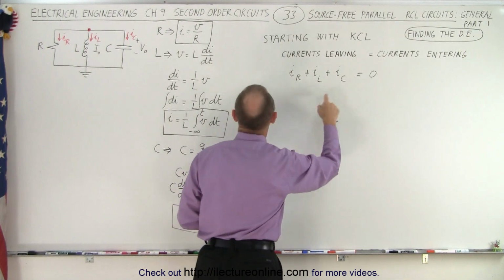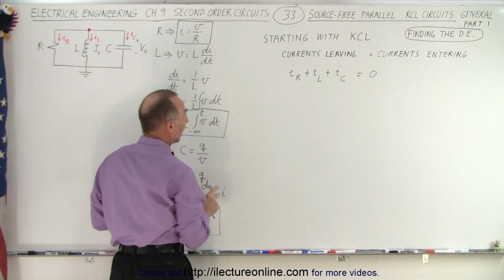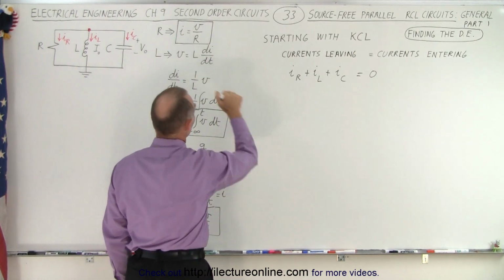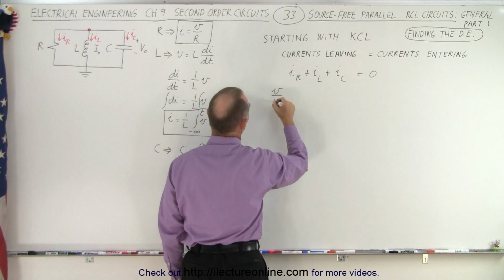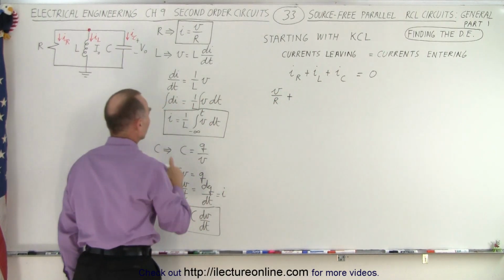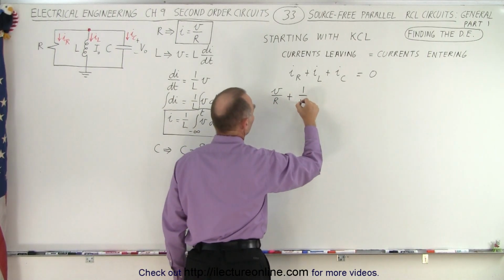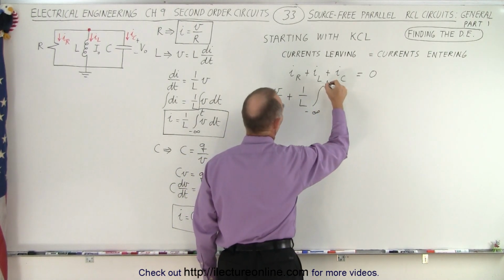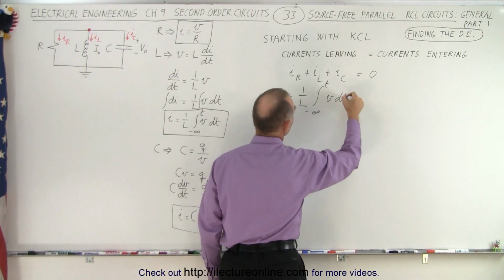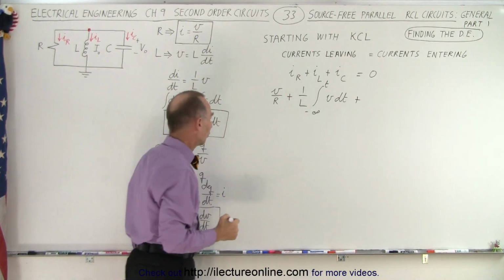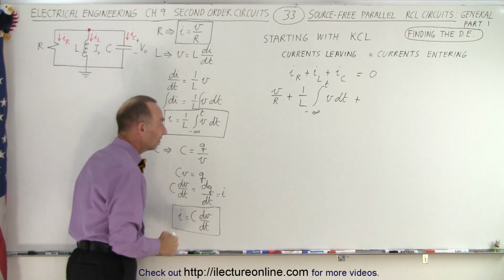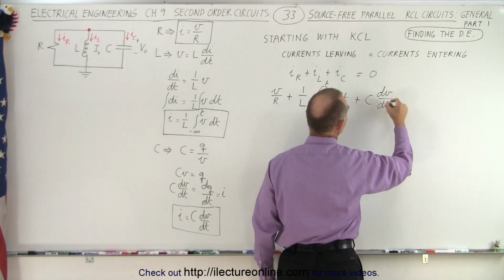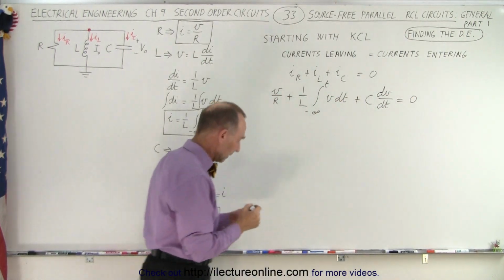Now what we're going to do is take our three equations and plug them into this general equation. All right, so first, the current of the resistor is going to be the voltage across the resistance, plus the current through the inductor is going to be 1 over the inductance times the integral from minus infinity to the time of v dt. And then finally, the current through the capacitor is the capacitance times dv dt. So that would be the capacitance times dv dt, and that's going to be equal to 0. All right.